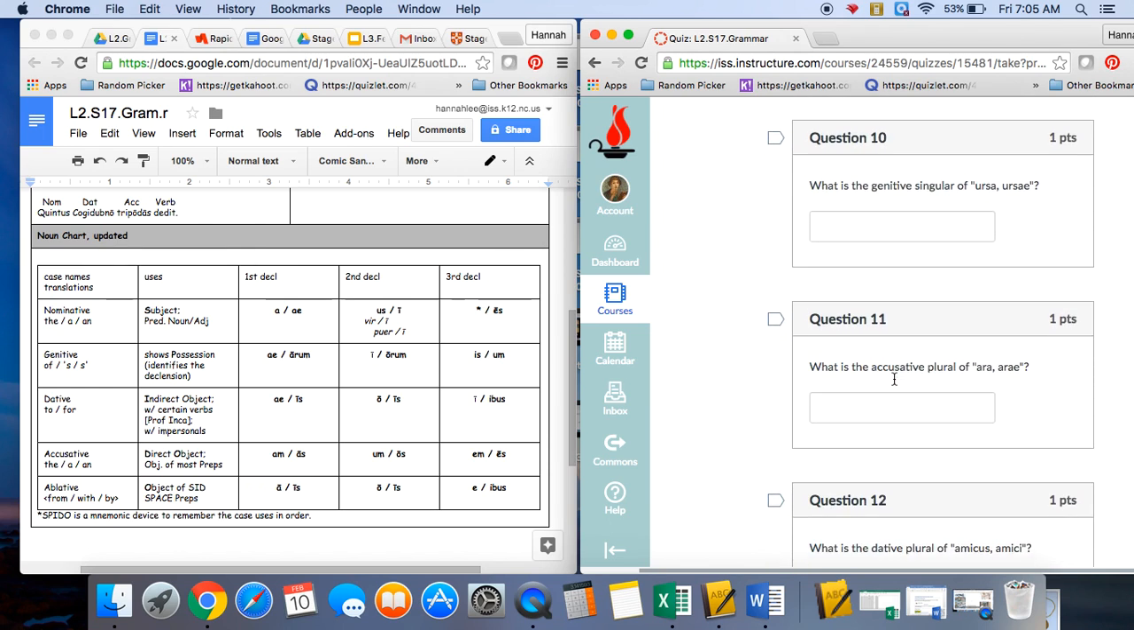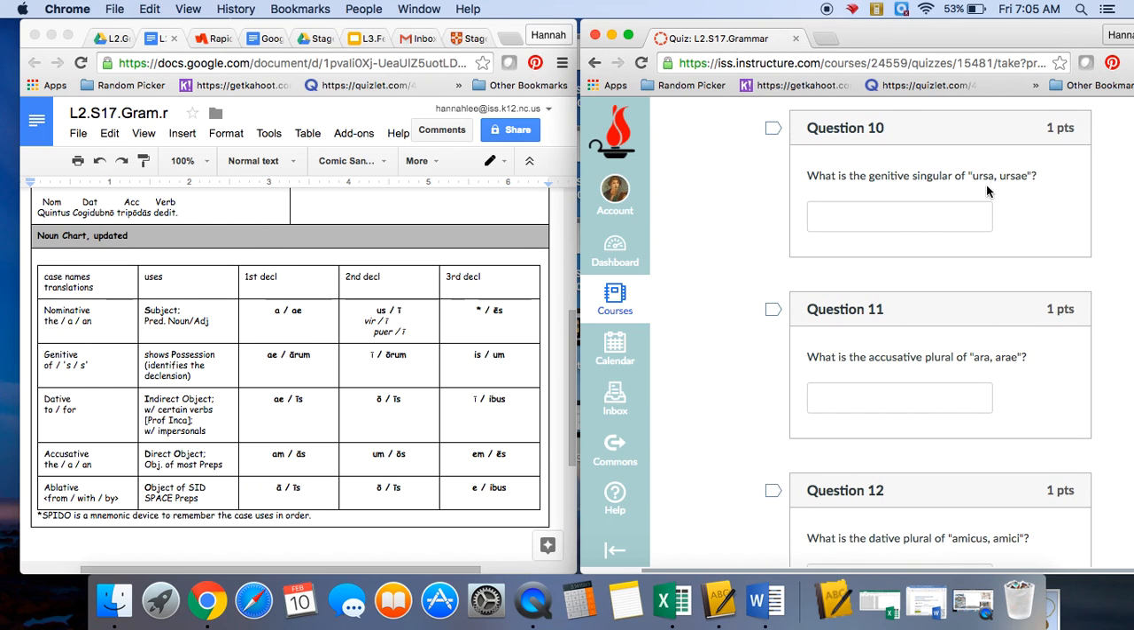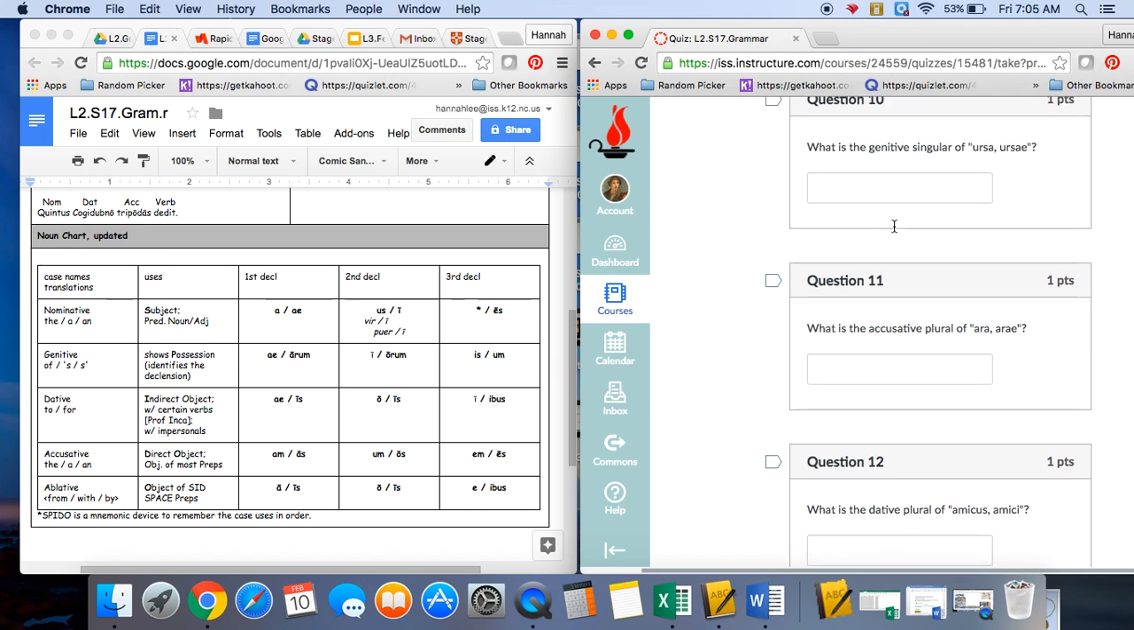Number 10, we're looking for the genitive singular of ursa. This is an A-A-E word. It belongs to what declension? First. Okay, so first declension. And we want genitive singular. Here's your nominative, here's your genitive. It's just one, so it's going to be A-E. U-R-S is the root word, and then A-E is the ending.